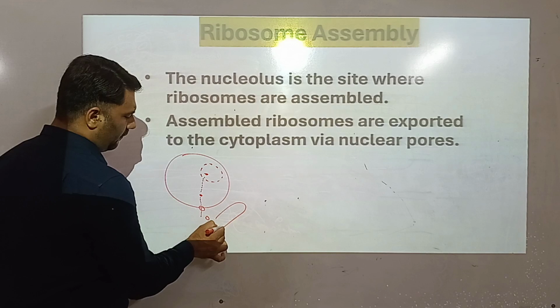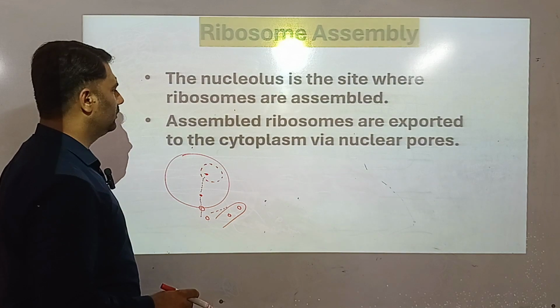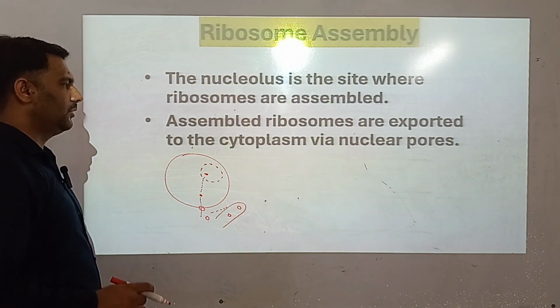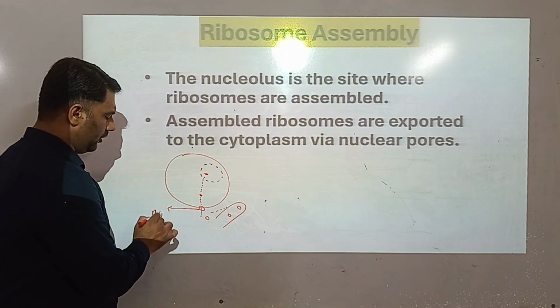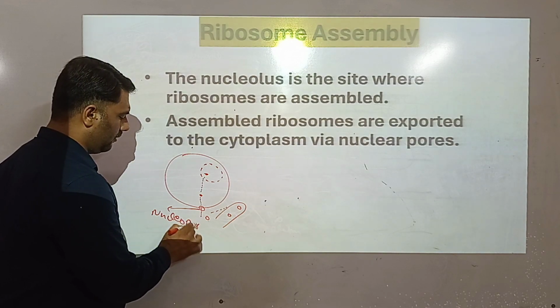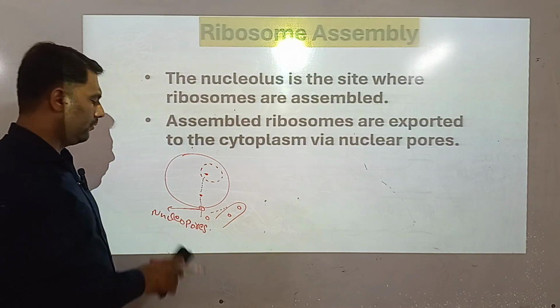For example, this is the rough endoplasmic reticulum. It will go and settle. So this is the assembly of ribosome and its export to the cytoplasm via the nucleopore. So these are the nucleopores. From the nucleopores, these ribosomes are exported out.